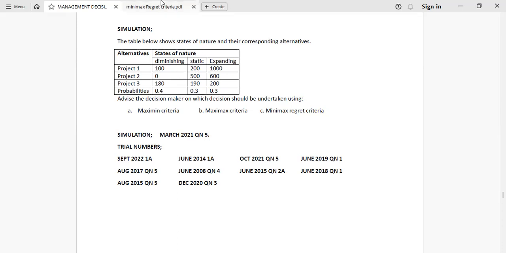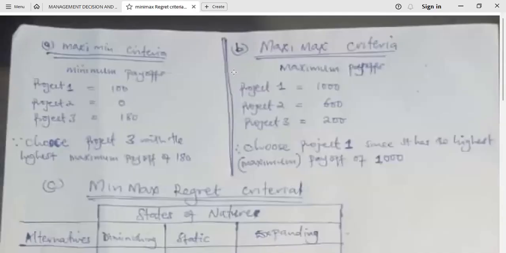Then we go to another criteria, which is max-max. That one is done. We go to max-max. We said for a max-max criteria, we first pick the highest of those projects. We pick the highest payoffs, and after we choose the highest of those highest values that we selected. Let me just go to the solution and I show you. These are the max-max criteria. Max-max, we said we pick the maximum payoffs.